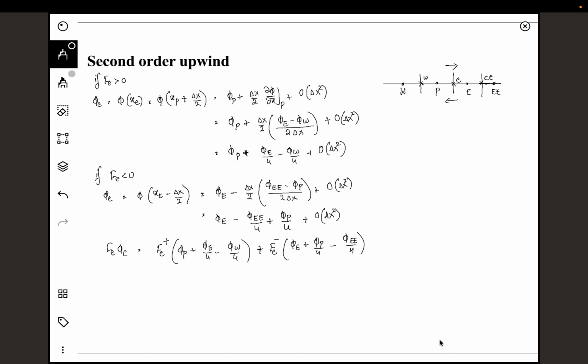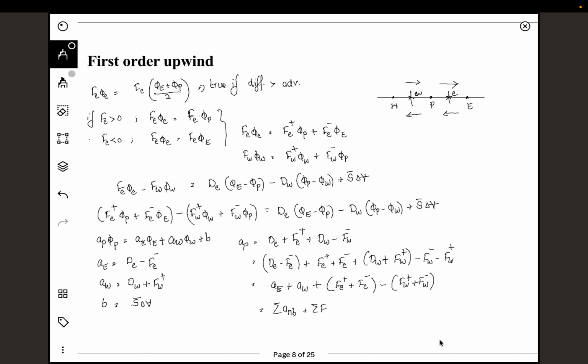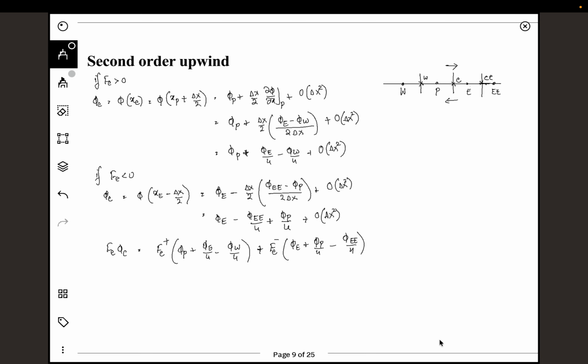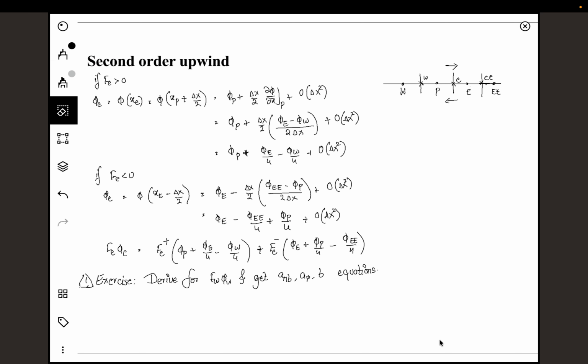Similarly, you can also derive for Fw phi w and then substitute them back into this equation, and then you will get all this AP, A east, etc. All these equations you will get. So I'm not doing that again. So you can go through, you can do it as an exercise. So that you can try as an exercise.